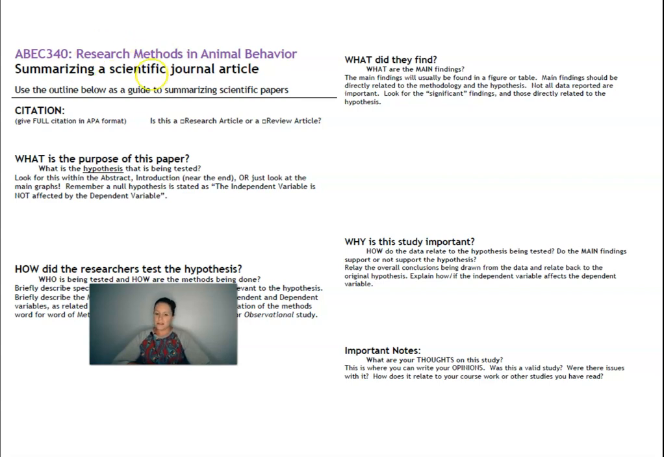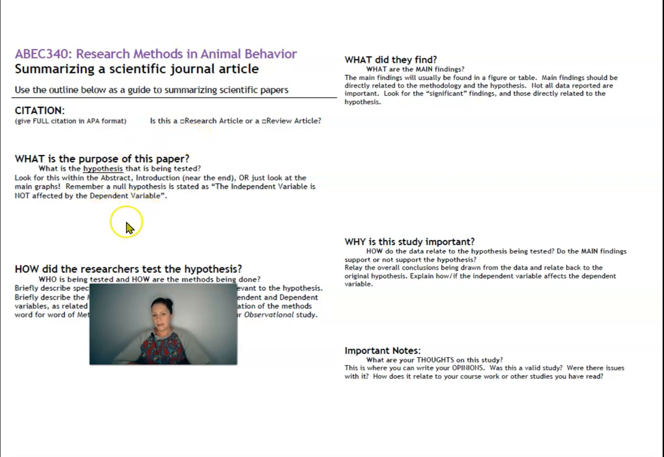I do a quick little article summary. I write down the full citation. I always use the APA format. If you're not familiar with that, I can give you some resources so that you know how to cite it properly. But I write down the full title and all the information about it.